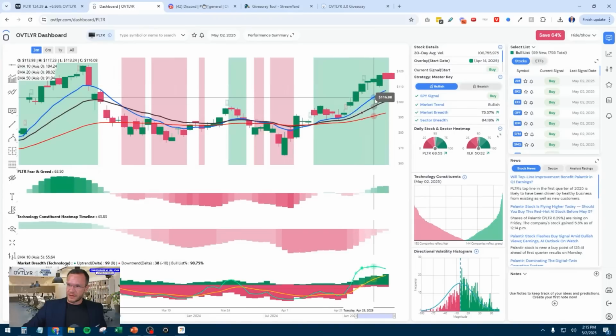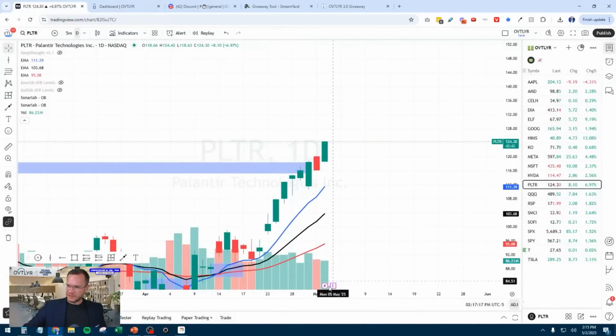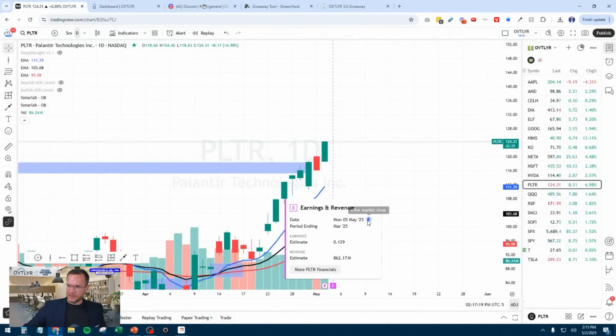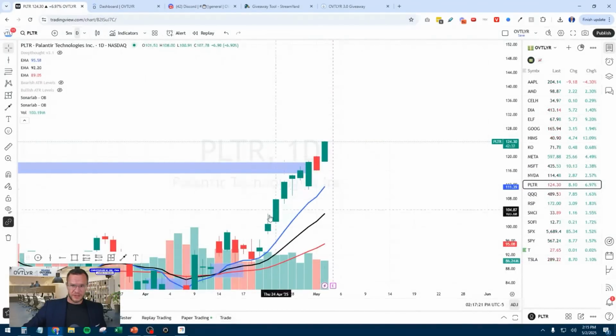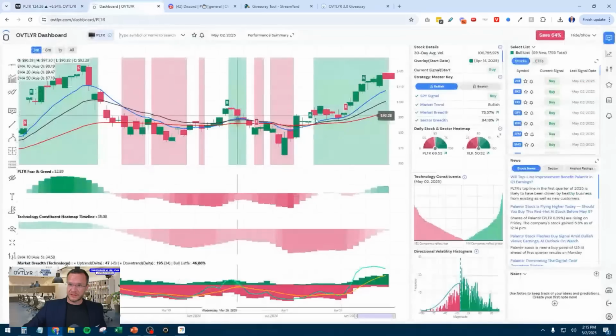10-20-50s all across. Getting more bullish, getting less fearful in the sector. Doesn't Palantir have earnings? Yeah, Palantir's got earnings on Monday after the market close. Again, one of my favorite trades, a run up into earnings.